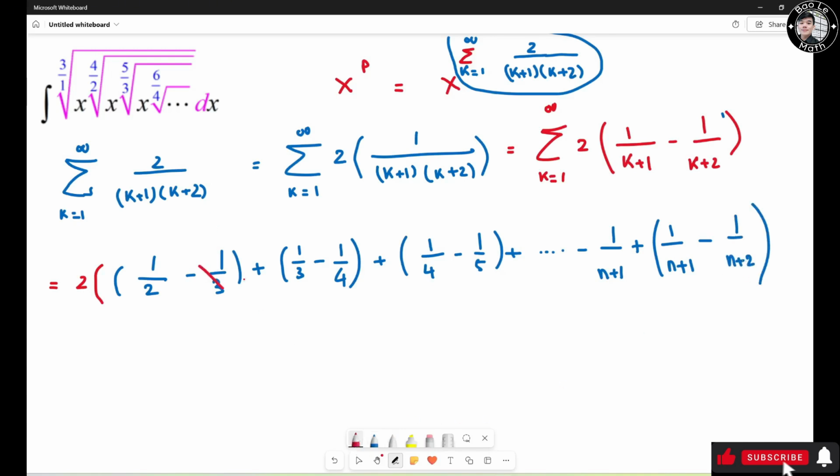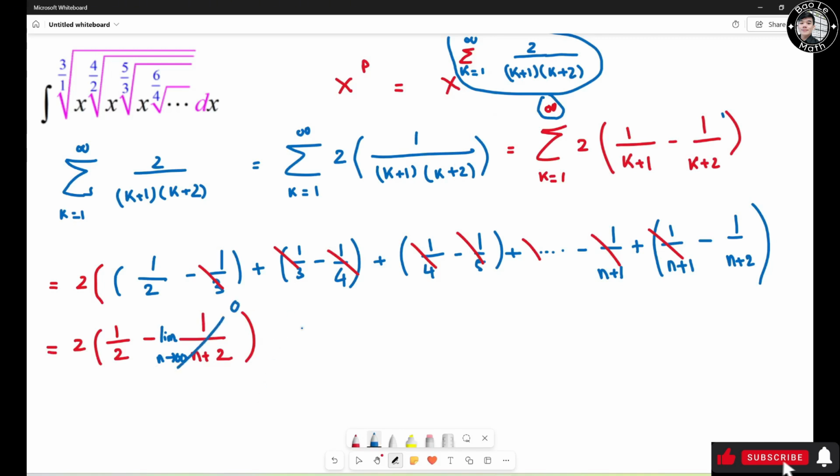So we see that this guy cancels out. This guy cancels out. This guy cancels out. This guy cancels out, right? So you only have 2 times (1 over 2 minus 1 over n plus 2), right? Now for this one right here, I can write the limit of this one when n approaches infinity. So when n approaches infinity, this guy approaches 0, right? So you only have 2 times 1/2 left, so it could be 1, right?